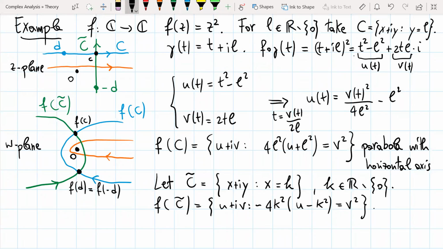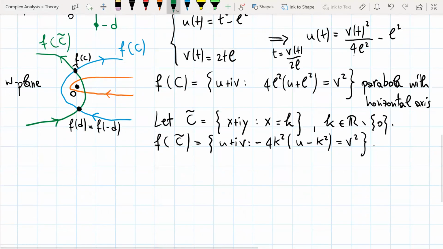And from this picture, one can see also a general phenomenon that now we are going to prove, is that this function f preserves angles. What I mean by this, you see C and C tilde are orthogonal lines. So here we have an orthogonal angle. And then the same happens here. So also these curves, f of C and f of C tilde, meet orthogonally at the intersection point f of C. And now we are going to prove this in general. And this will be a very important geometric property of holomorphic functions.